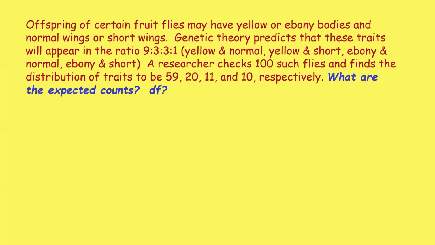So offspring of certain fruit flies may have yellow or ebony bodies and normal wings or short wings. Genetic theory predicts that these traits will appear in the ratio 9:3:3:1 based on the type of wings: yellow and normal, yellow and short, ebony and normal, and ebony and short. The researcher checks 100 such flies and finds the distribution of traits to be 59, 20, 11, and 10. So what are the expected counts and the degrees of freedom?